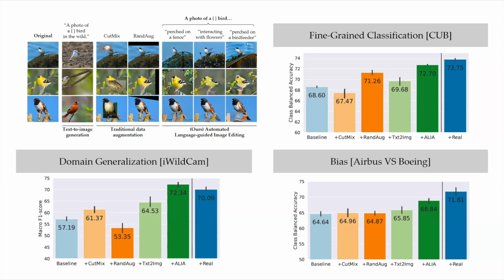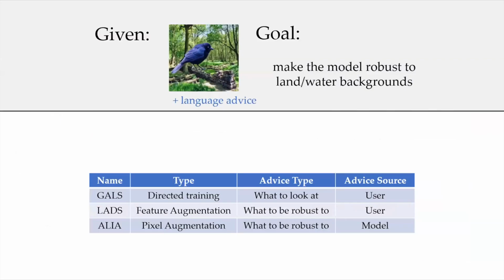But really interestingly, from the iWildCam data, the ALIA method is actually more effective than adding an equal amount of real data to the training set. So that's very cool. So these are the ideas from this work: use language to advise your models. Tell the model what to look at, what to be robust to, and you can either use feature augmentation or pixel augmentation to get there.